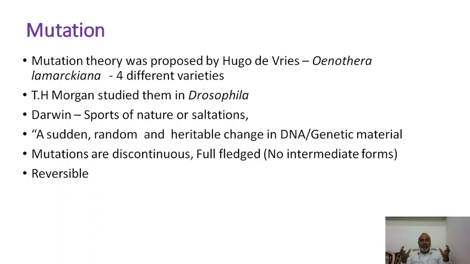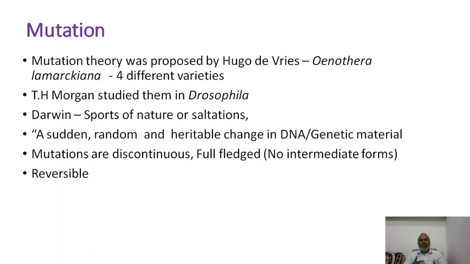They are quite uneven. So they are not selected according to Darwin, but that is a very big blunder. Actually, mutations are the raw materials of evolution. What is a mutation then? A sudden, random, and heritable change in DNA or genetic material is called mutation.